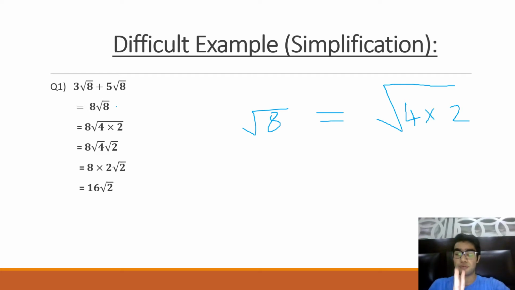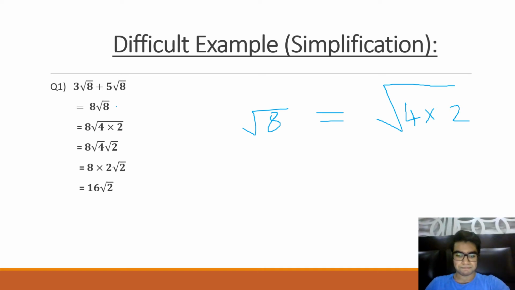You need to note two things. In this example we have root 8. If a number has two numbers which can multiply together to give that number, and one of those numbers is a square number, then that means the number inside the root can be simplified. So root 8 is equal to root of 4 times 2. 4 is a square number, and 4 times 2 gives us 8. You can see it over here. So 8 times root 4 times 2.